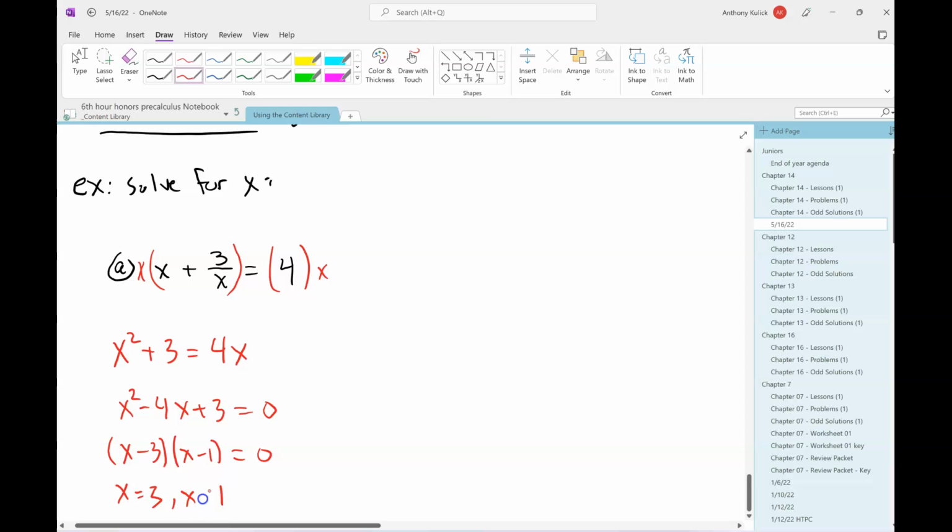Am I done? No, what do I still have to do? Check. What am I checking for? What would indicate an extraneous solution? If you get a zero denominator, exactly right. So if I plug in 3, that's fine. Plug in 1, that's fine. Neither one of those gives me a zero denominator. I am done.